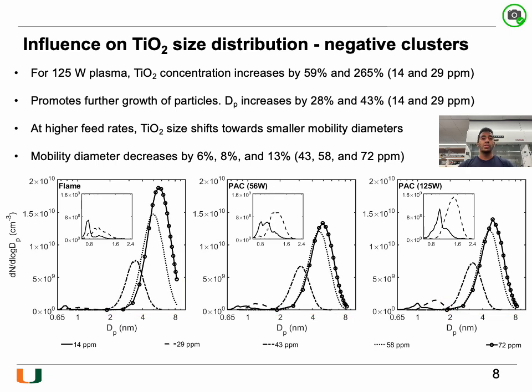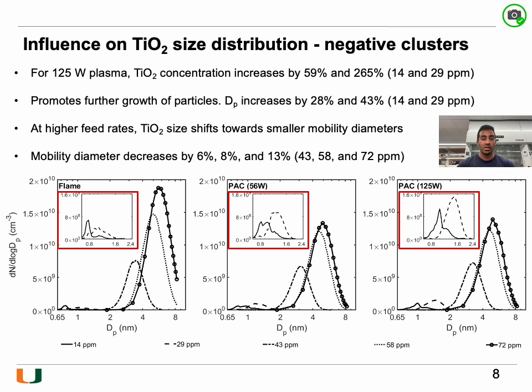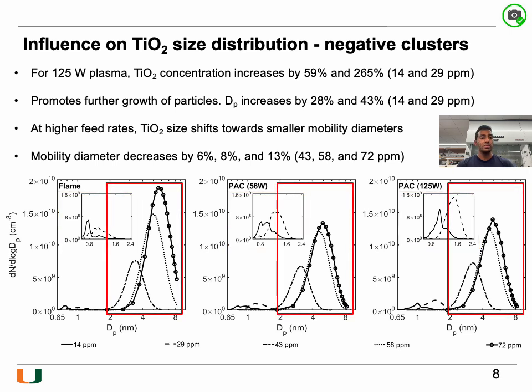Then we look at the negatively charged clusters again for TiO2 particles, and we see that for lower feed rates, again the concentration increases, and over here additionally we see that the size also increases by up to 43%. And for higher feed rates, we see that the mobility diameter again shifts towards the left to a similar degree of 6%, 8%, and 13% for a plasma of 125 watt power.